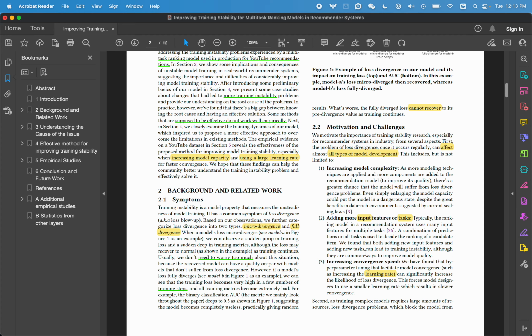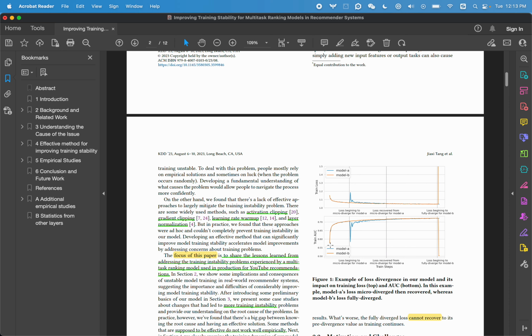loss divergence happens. They say there are micro divergence and full divergence. So this is the area under the curve; the higher, the better the model performs. This is the loss; the lower, the better the model usually performs. And this spike isn't good, right? Because for a moment the model isn't behaving nicely. This is called micro divergence, which is not very detrimental to the model. As you can see, as the training goes on, everything goes back to normal.